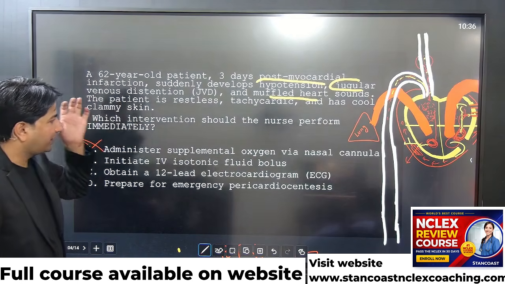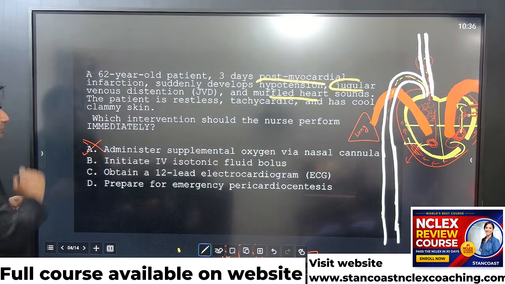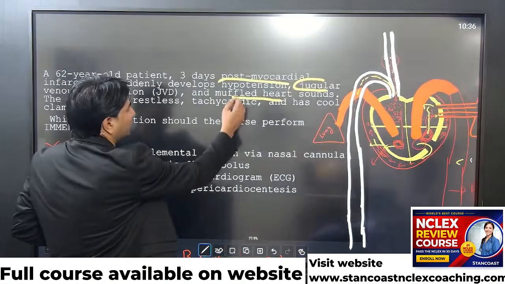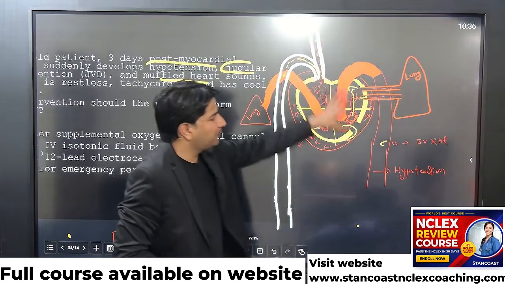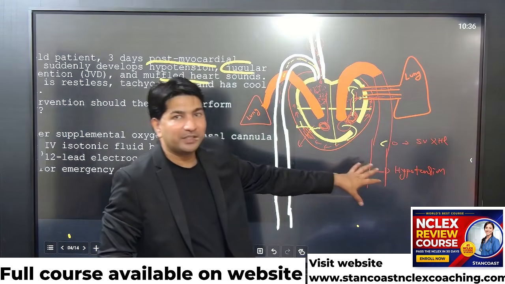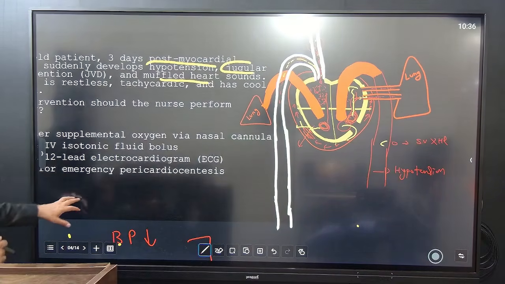Second, initiate IV isotonic fluids. This is the most common choice. Students select this option the most. Why is that? Because they think that since the patient has hypotension, giving fluids will resolve the hypotension problem, and this is exactly where the question traps you.